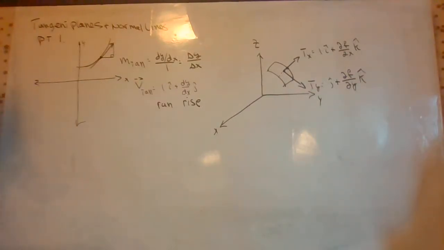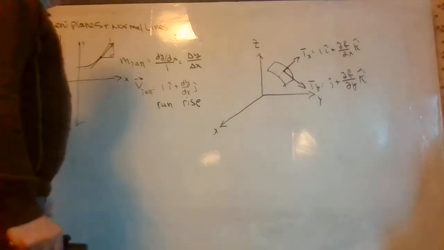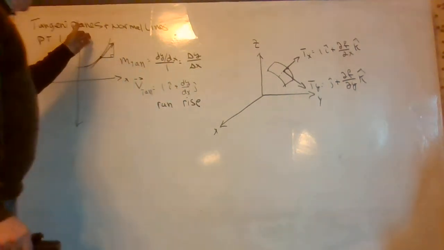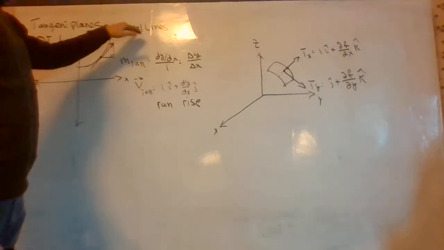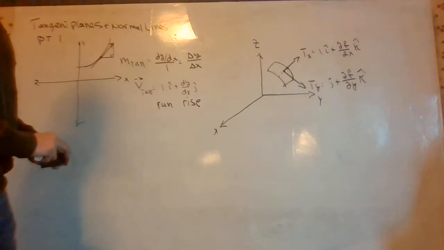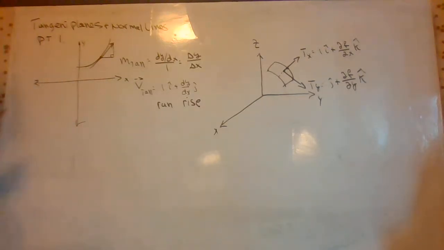Tangent planes and normal lines, part one. If we want to find a tangent plane, we need a vector normal to a surface. Same thing for a normal line. We're going to start with a simple idea.